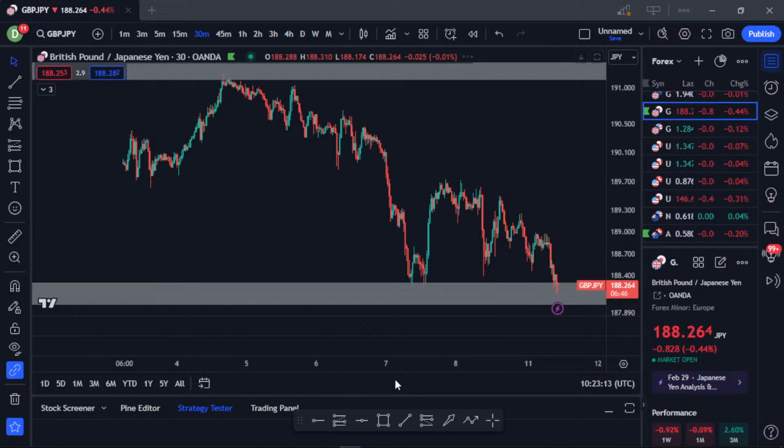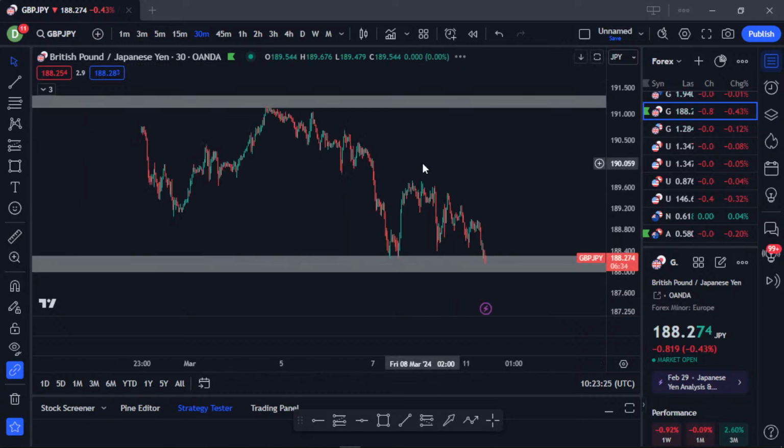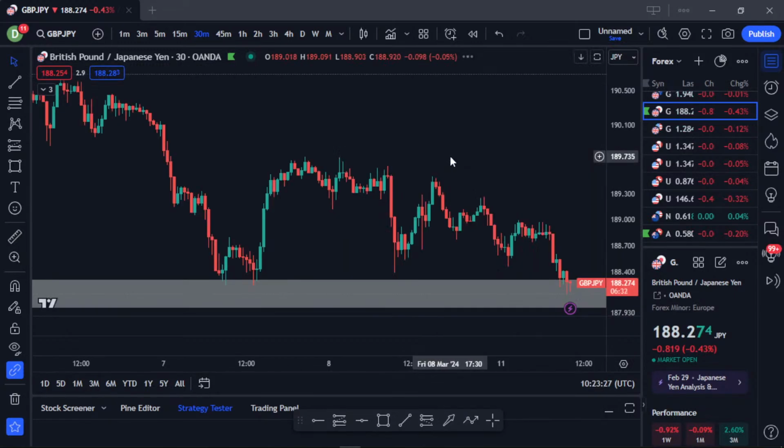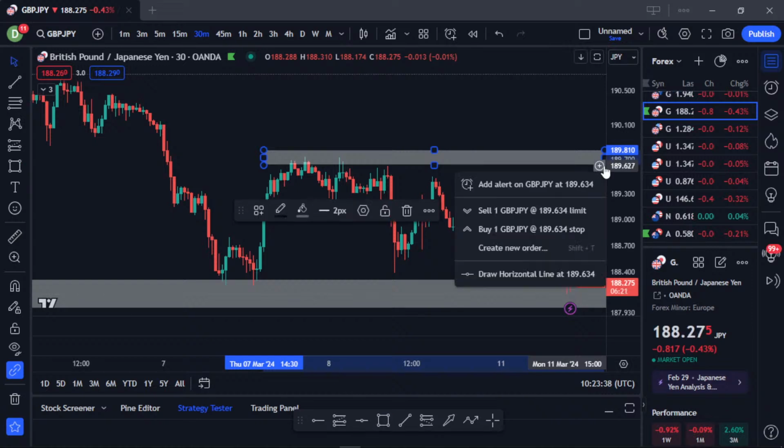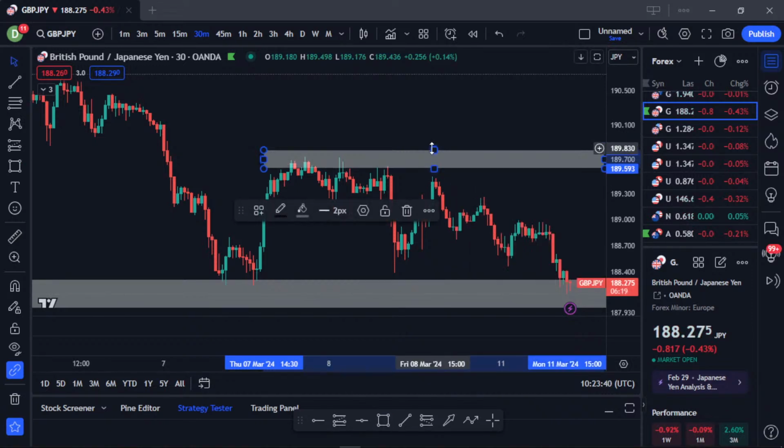So now we're on the 30-minute time frame, and on the 30-minute time frame, we can look at how the market has been reacting recently, so that we can get an opportunity to trade. One thing we can see here is that the market is trying to create a new area of resistance on the 30 minutes. We can see the market creating a new area of resistance here.